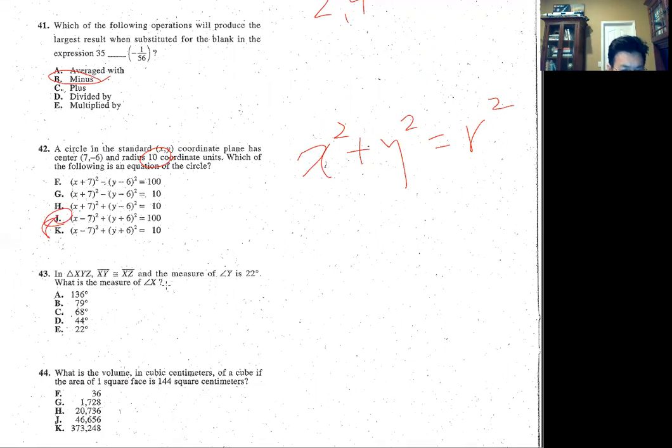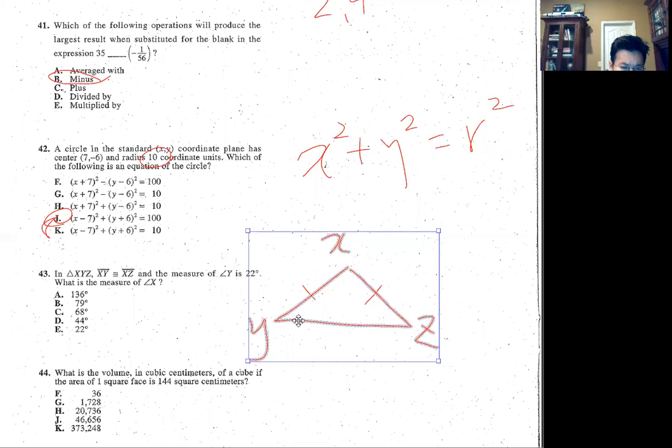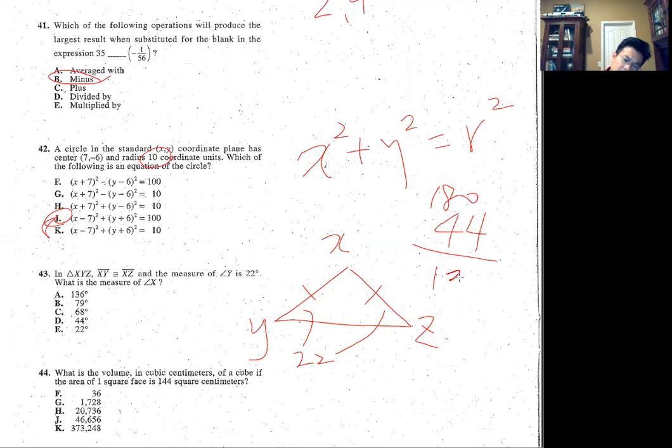Triangle XYZ, and the measure of Y is 22. What is the measure of X? So triangle XYZ, XY is equal to XZ. So then the measure of this one is 22. That means this is also 22 as well. So it's 44, 180 minus 44 is 136. This one. So it's A.